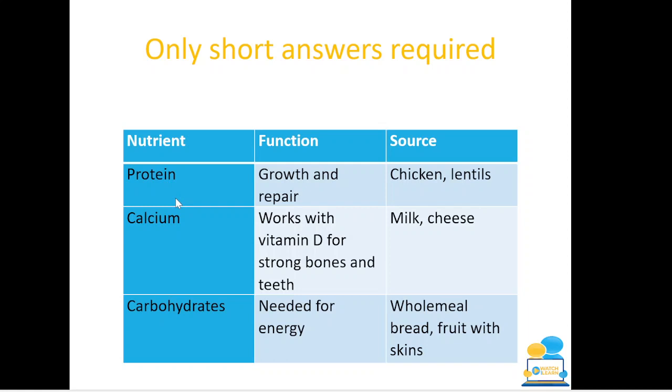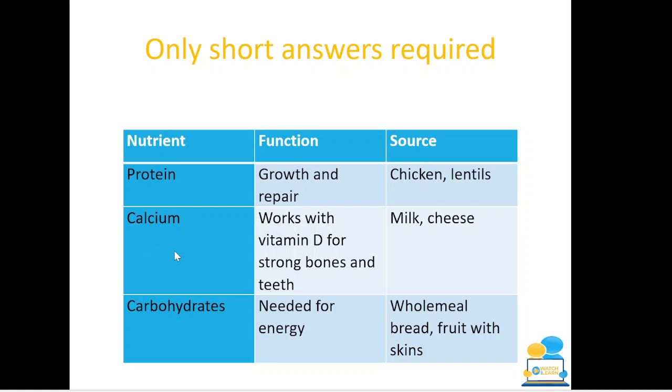So that's tick 1 for name. Function, growth and repair. Source, chicken, lentils. Now, this says source singular. However, because we don't have a marking scheme for this, sometimes they could look for 1 source, sometimes it could be 2 or 3, okay? So I'd always put a minimum of 2 sources, okay? So we have chicken, HBV, and lentils, which is LBV.